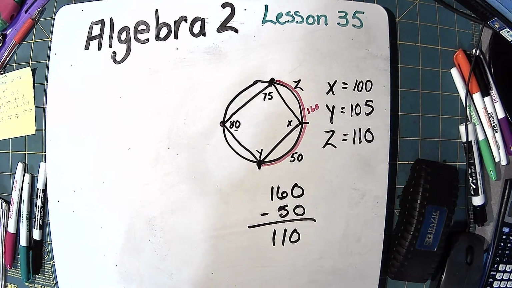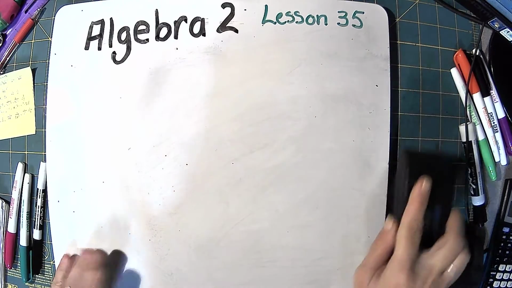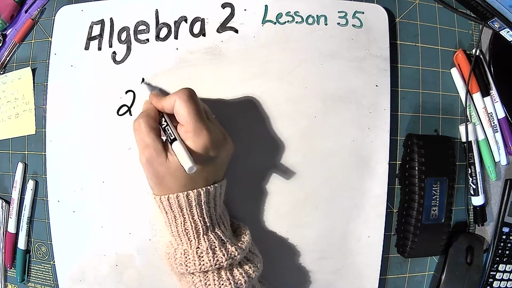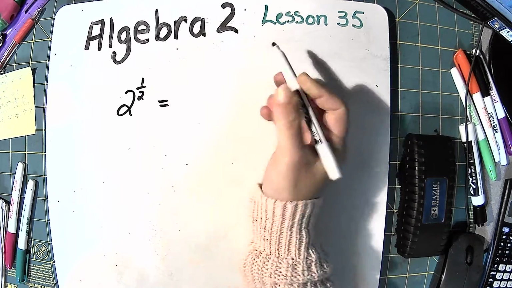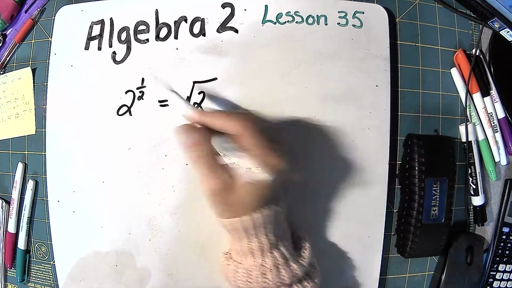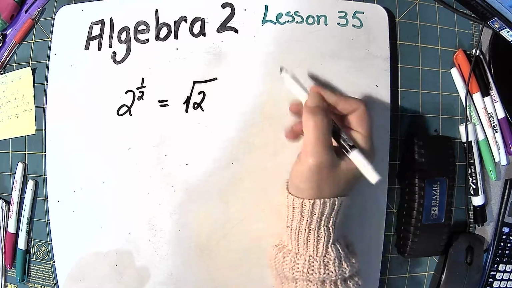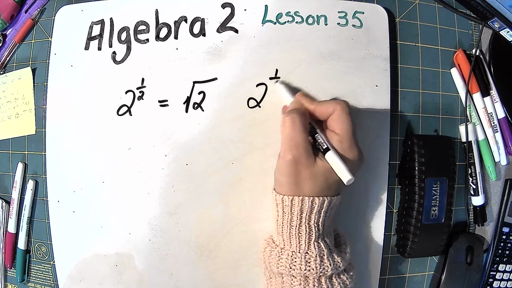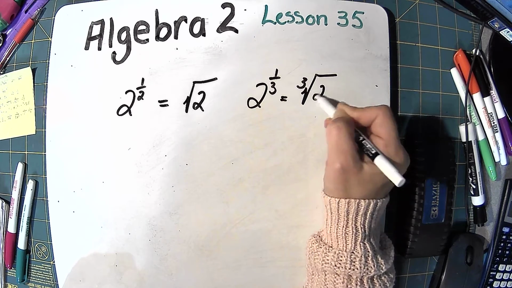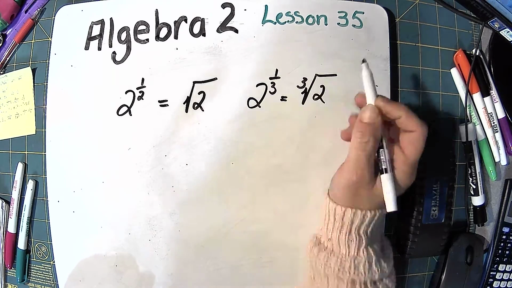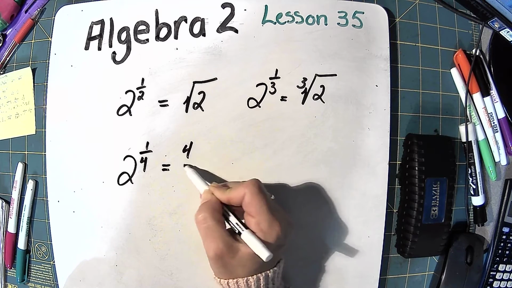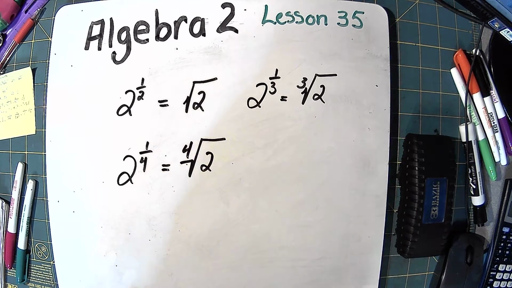Okay, one more part to this lesson. I know this was a long one. This is fractional exponents. All right, so 2 to the 1/2 is equal to the square root of 2. Okay, so the 1/2 means square root. If we have 2 to the 1/3, that's going to be equal to the third root of 2. All right, and then 2 to the 1/4 would be equal to the fourth root of 2. Okay?